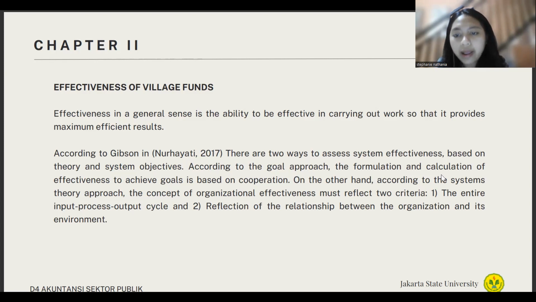On the other hand, according to the systems theory approach, the concept of organizational effectiveness must reflect two criteria. First is the entire input, process, and output cycle. And second, it reflects the relationship between the organization and its environment.